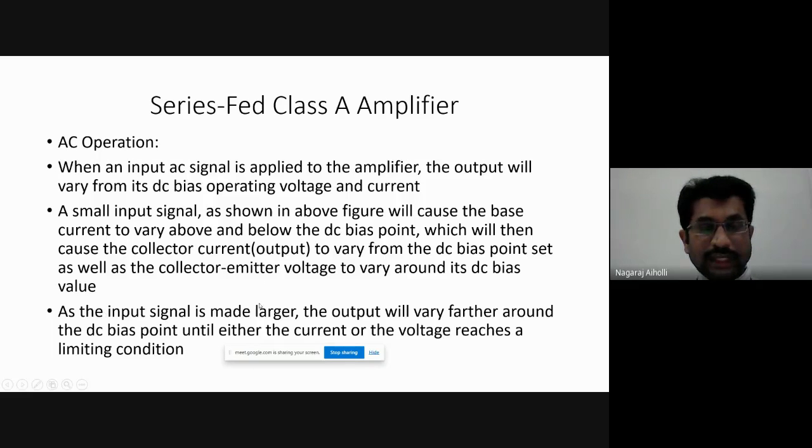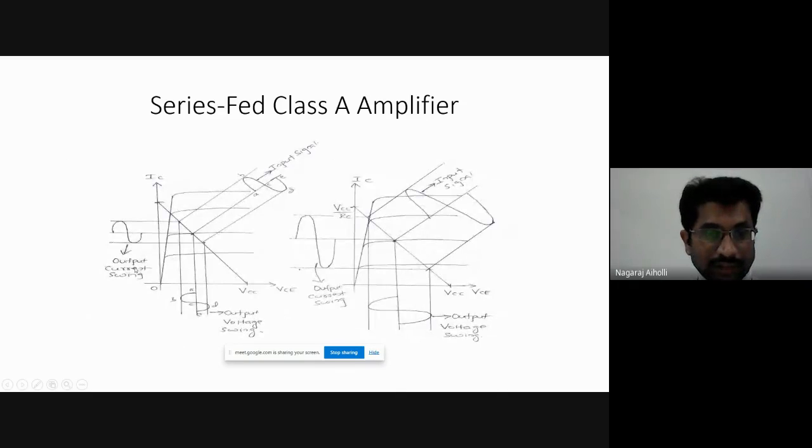As the input signal is made larger, the output will change around the DC bias point, around the Q point, until the current or the voltage reaches a limiting condition. Limiting condition means maximum condition. So the maximum is the collector current will vary between 0 and VCC by RC. The collector to emitter voltage will vary between 0 and VCC.